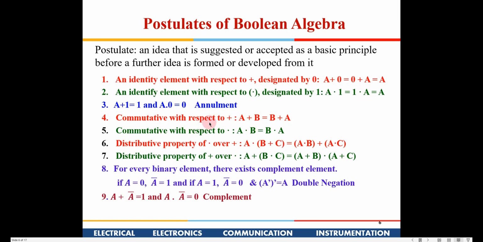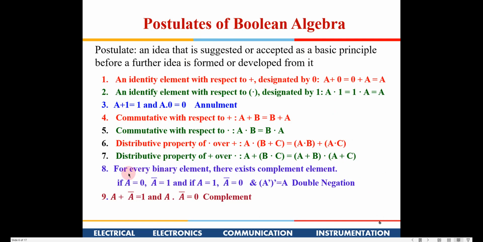Then there are a few other rules, and this one is known as commutative. A plus B is equal to B plus A, that is with respect to the OR operation, and with respect to the AND operation, A and B is equal to B and A. Then you have the distributive property over AND, that is A and (B plus C) is equal to A dot B plus A dot C. Similarly, over OR also you have A or (B and C) equal to (A or B) and (A or C). So these are some of the postulates of Boolean algebra.